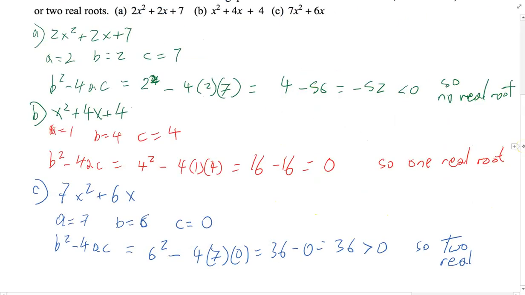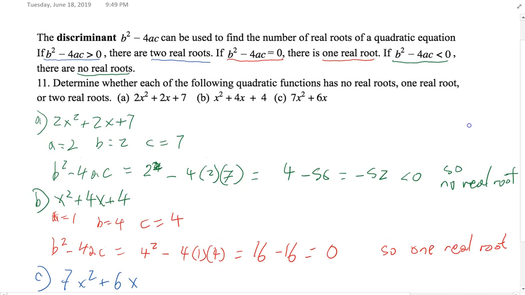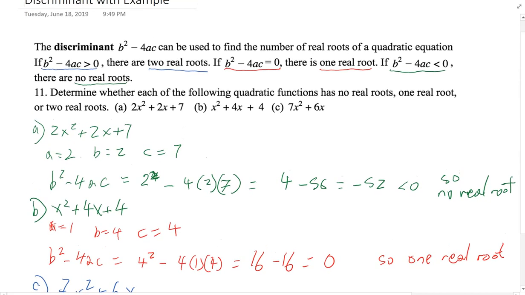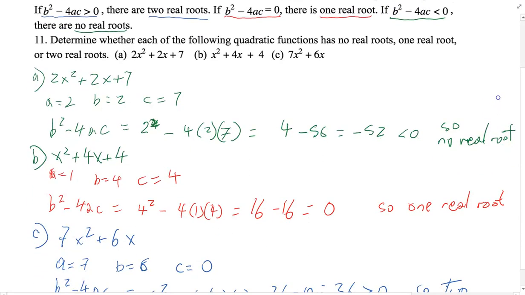Now let's talk about something called the discriminant. The discriminant is the expression under the radical in our quadratic formula. That is b squared minus 4ac. And it's important in that if b squared minus 4ac is greater than 0, it tells us that there are two real roots. If b squared minus 4ac equals 0, it tells us that there is one real root, and if b squared minus 4ac is less than 0, it gives us no real roots.